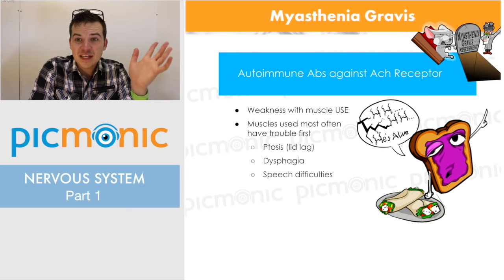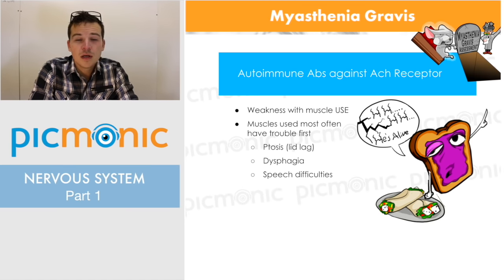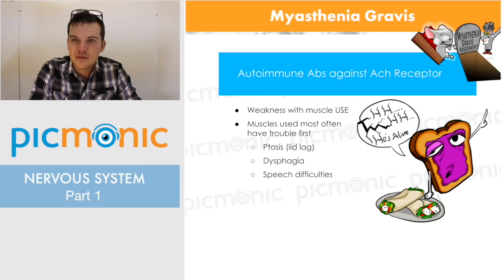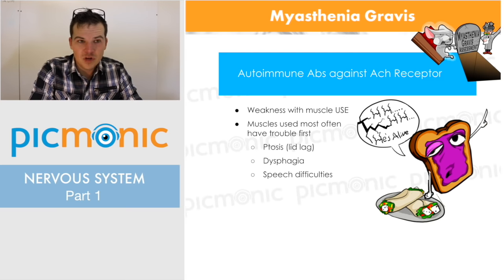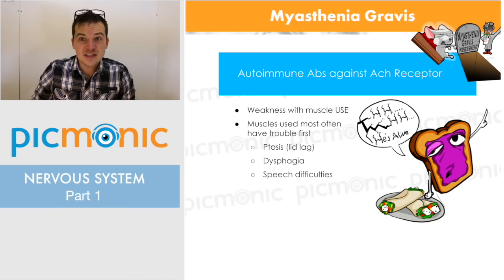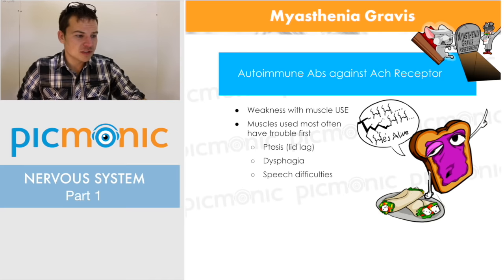But with myasthenia gravis, the things that you use the most, your lips, talking, swallowing. And one of the really important is ptosis or lid lag. So your eyelids just start drooping. We also call it setting sun sign, but it's pretty much the eyelids, they're just kind of tired. They're not actually tired, but the eyelids are tired and they don't know what's going on. And this is a sign that they have myasthenia gravis. Dysphagia, difficulty swallowing, is a biggie, and the number one thing we worry about with these particular patients.